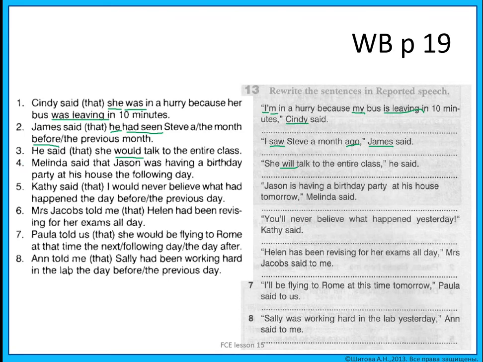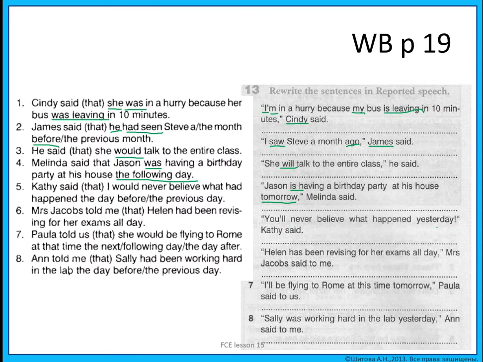Now number 4. "Jason is having a birthday party at his house tomorrow," Melinda said. Jason is a different person, so we'll leave Jason. Then instead of is, we use was having a birthday party. And instead of tomorrow, we use the following day.